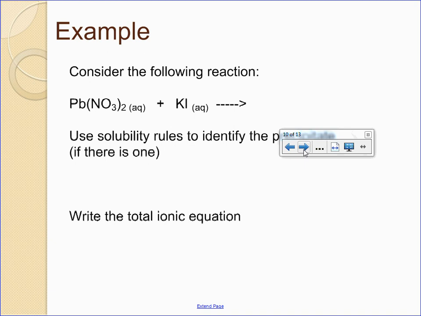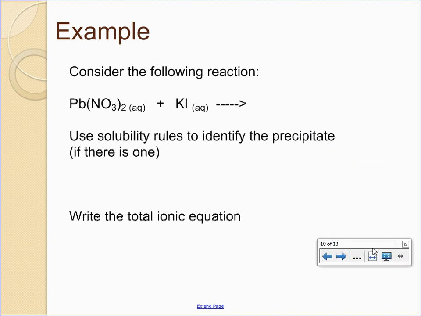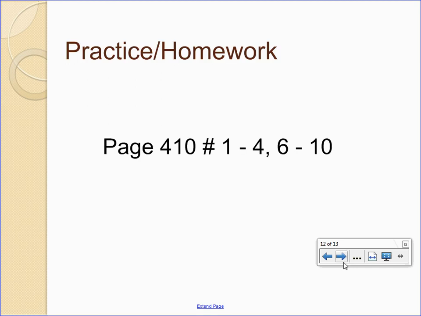So now you're asked to consider the following reaction, where you're asked to use the solubility rules to identify the precipitate, if there is one, and to write the total ionic equation, and then eventually get to the net ionic equation in this reaction. So I will let you guys work through this example problem yourselves. In terms of practice, please work on page 410, questions 1 to 4, 6 to 10 as well.